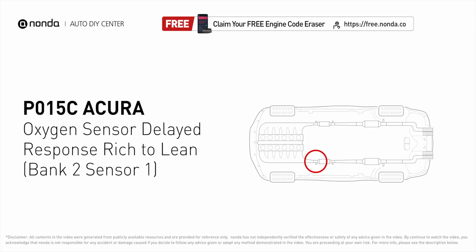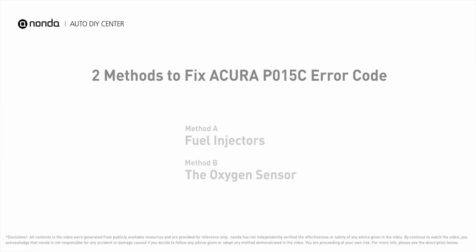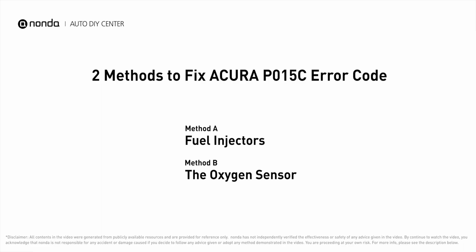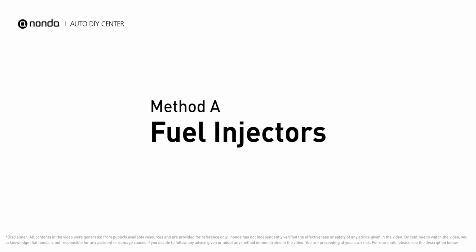It means that the powertrain control module has detected a delayed response time from the upstream oxygen sensor or circuit for engine bank 2. Here are 2 of the most practical solutions to fix Acura's P015C error code. Method A: fuel injectors.